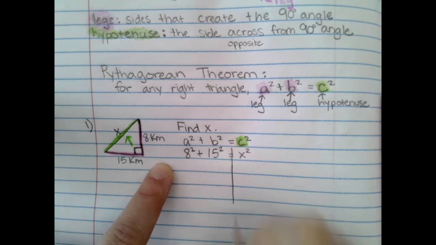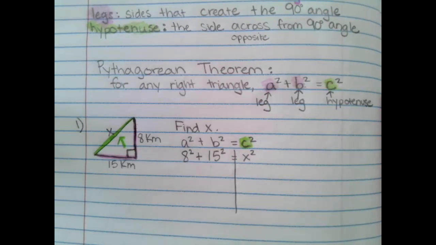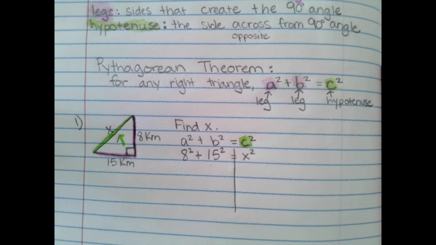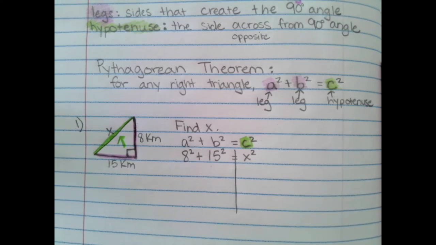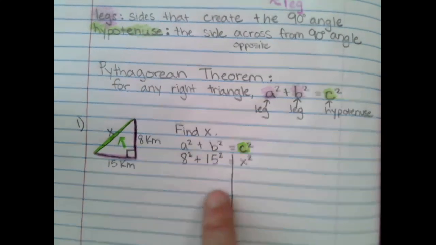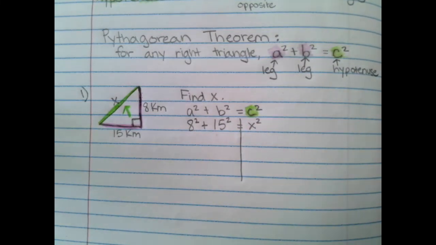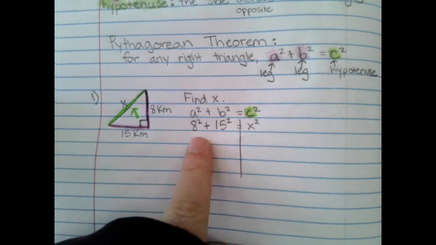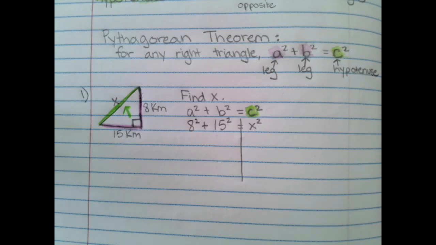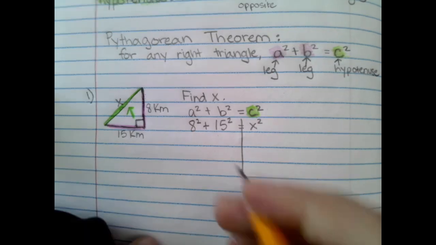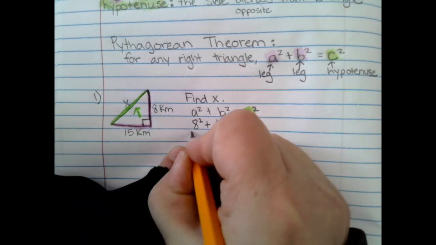That's our goal, is to get x by itself. But before we get x by itself, we want things to be simplified. We want to make it easy for us. So as I take a look at this, is there anything that I know the answer to? 8 squared. Good. What is 8 squared? What is that telling us to do? 8 times 8. Good. 8 times 8, which is 64.